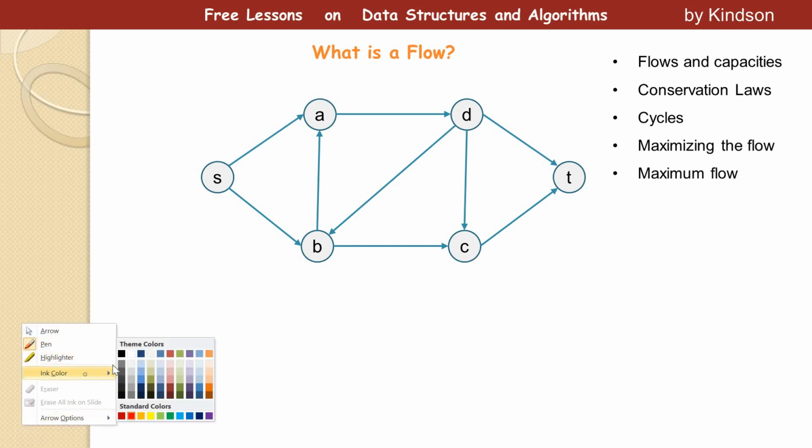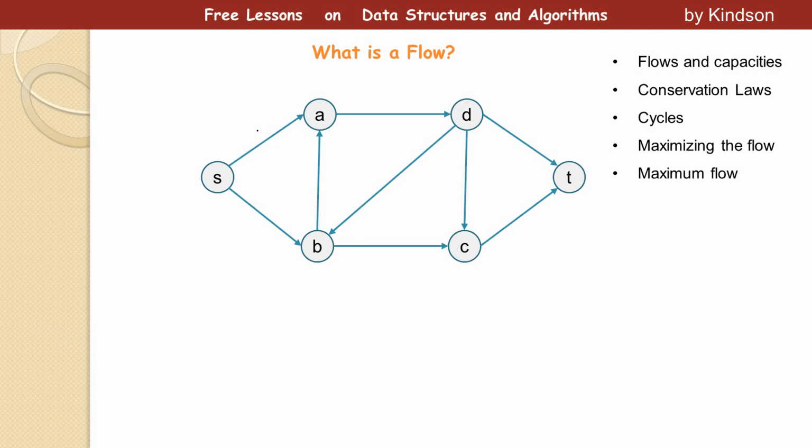So normally, let me change my color to black. So we have here 3, and you know capacity is the maximum amount of data, or maybe something else, that can pass through this network. So this is 2, this is 3, this is 3, and this is 1, this is 3, and this is 2. Am I missing out anything? No. Alright, so this is the capacity of this network. Now, one thing about capacity is that it is fixed. So you can't actually change the capacities.